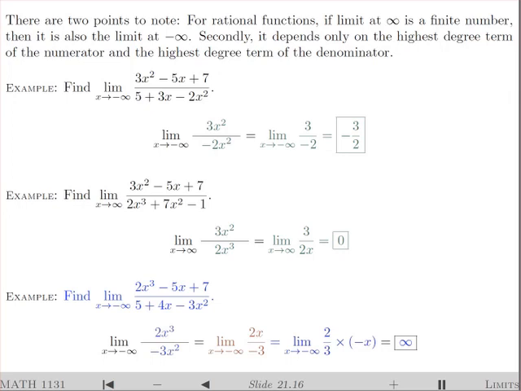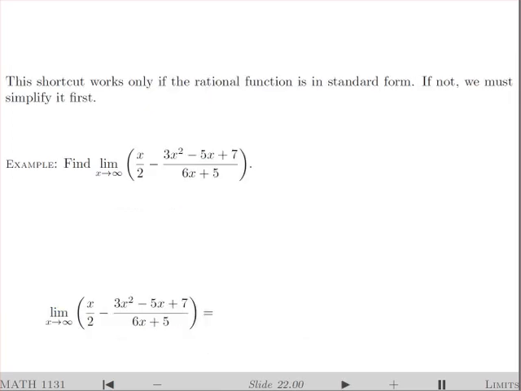So we can always use this process for rational functions in standard form. But you have to be careful if the function is not in standard form. This doesn't quite work. In the next example, if you try to do this term by term, using the method I just described, you will end up with infinity minus infinity. This is one of the prohibited cases for the limit laws. The limit theorems don't work when you have infinity minus infinity.